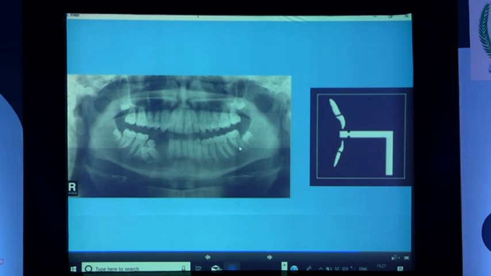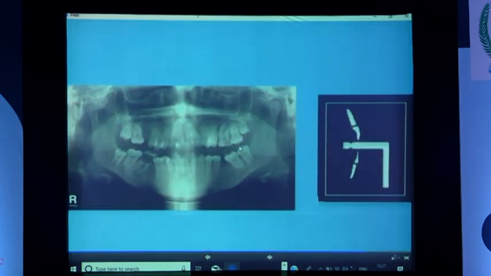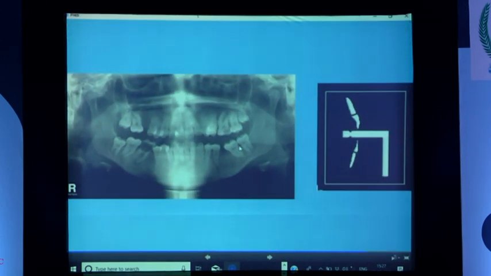And similarly, if the position is placed posterior to the focal trough, this is what happens. The teeth begin to crowd up. When the teeth begin to crowd up, the clarity is lost, the region of interest is lost, and the interpretation of the radiograph can be misinterpreted.